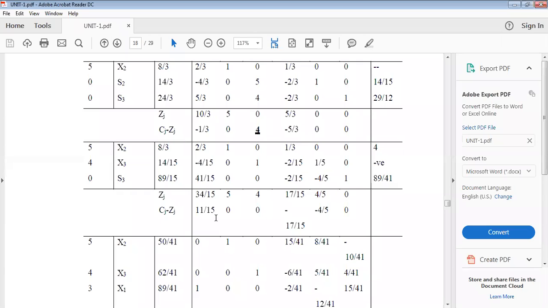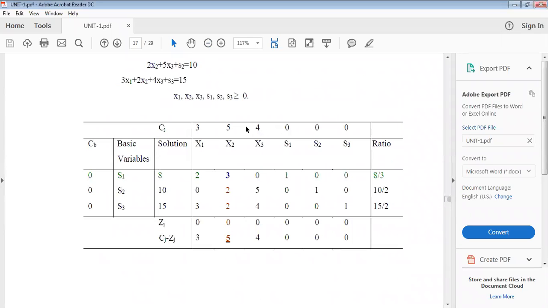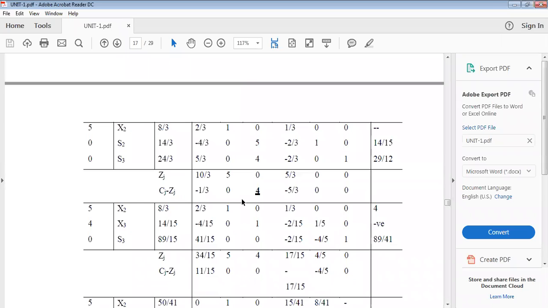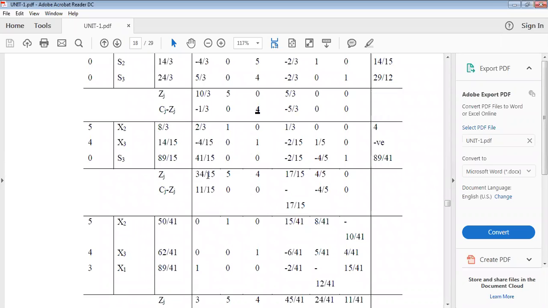Now Cj minus Zj. Cj minus Zj means there is 3, 5, 4. So 3 minus 34 by 15. 3, 5, 4 is above the first table; in the first table, the objective function elements Cj do not change. So 3 minus 34 by 15, you will get 11 by 15.